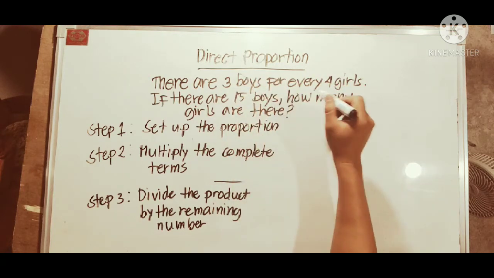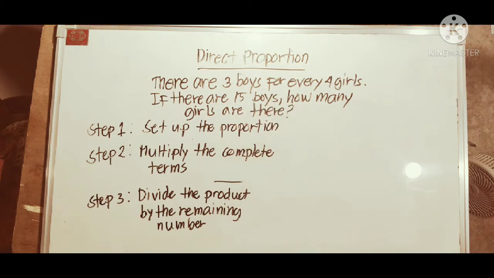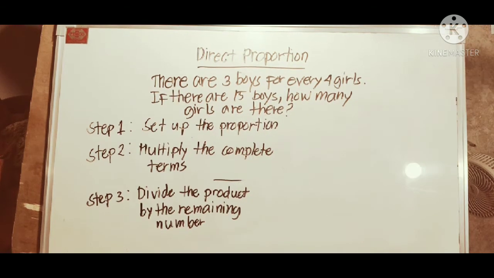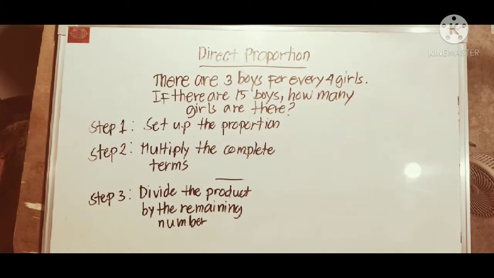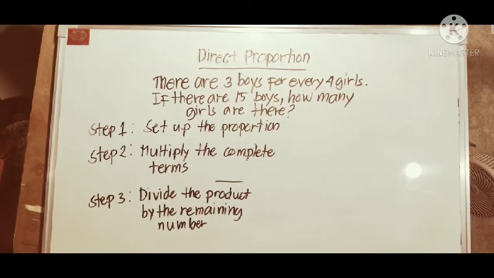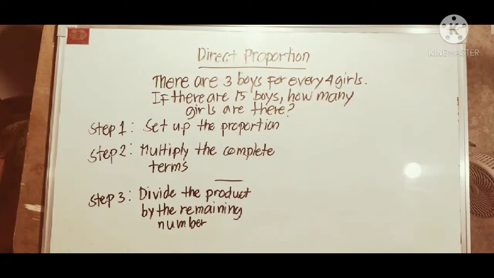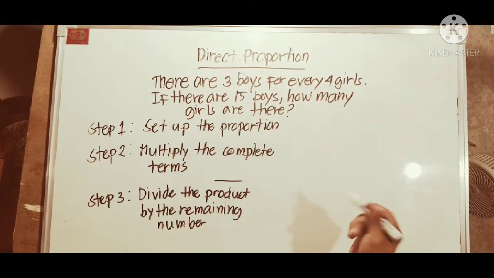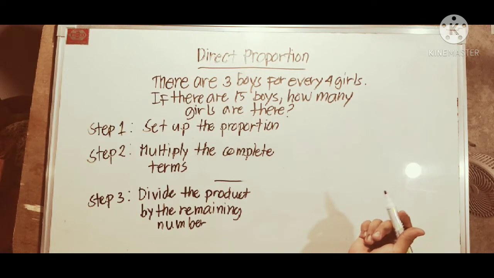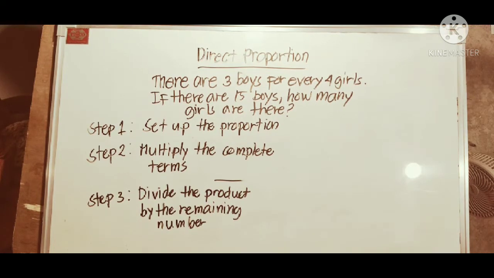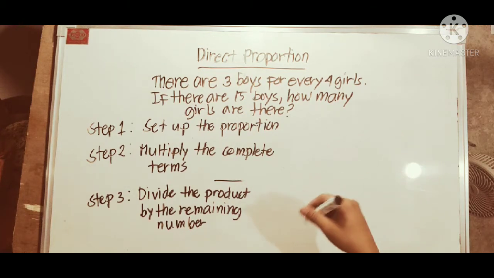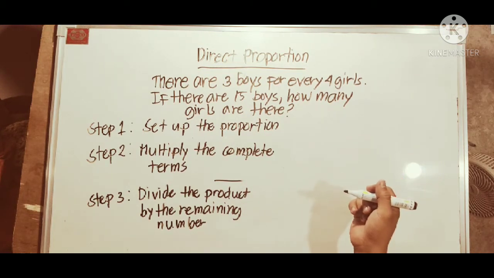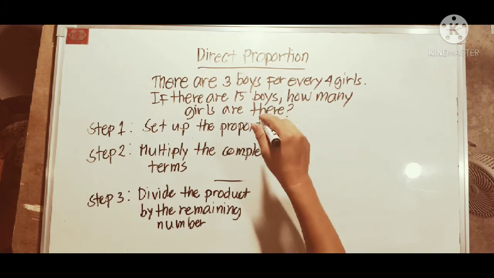Yung characteristic niya ng pagiging direct proportion, ibig sabihin lang, pag dumami yung boys, dadami rin yung girls. Pero hindi siya talaga ganun ka-obvious na if one value increases, the other value also increases. It all happens because it is what is stated in the problem. No? So again, let's try to tell if this is a direct proportion or not.